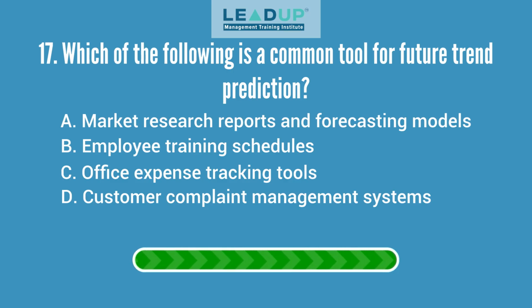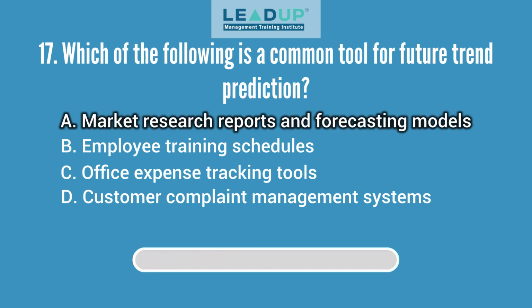Question 17. Which of the following is a common tool for future trend prediction? A. Market research reports and forecasting models. B. Employee training schedules. C. Office expense tracking tools. And D. Customer complaint management systems. Answer: market research reports and forecasting models.